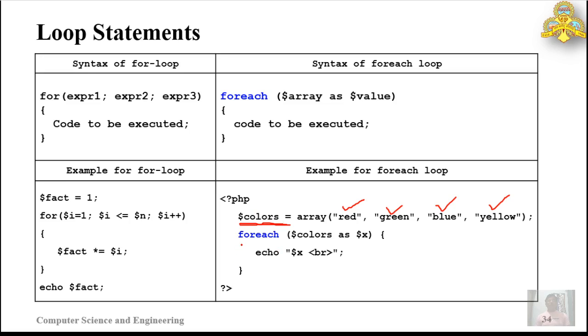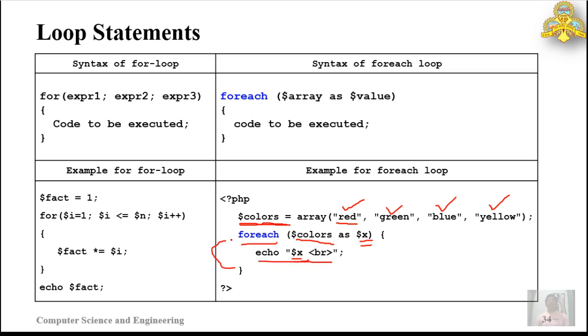In this foreach loop, I will pick one element from the colors array and use it as $x. So in the first iteration, it may take the element red. Let us assume that red will come as the first element. Then for each $colors as $x, $x will be red and echo $x means that in place of $x, it will display red.